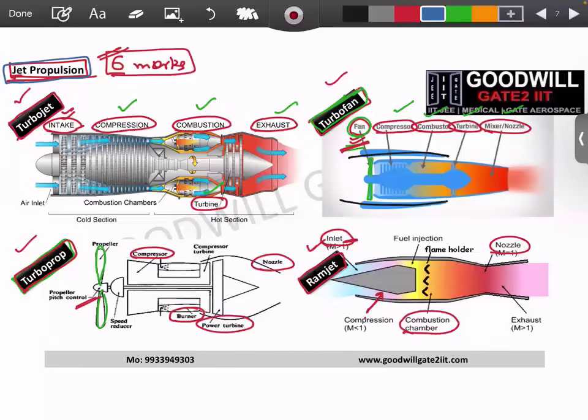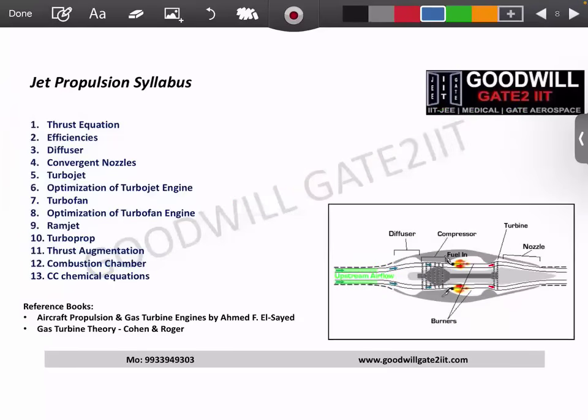So what is our priority? Our priority is to understand what each engine has, understand each individual component, and that's what all of your GATE numericals are about. From 2007 till 2026, the GATE numericals will revolve around whatever I have said. The only thing is we need to practice, understand the equations, and understand each and every engine in detail. Now, I have written a detailed jet propulsion syllabus. Keep this in mind, this is our chapter 1.